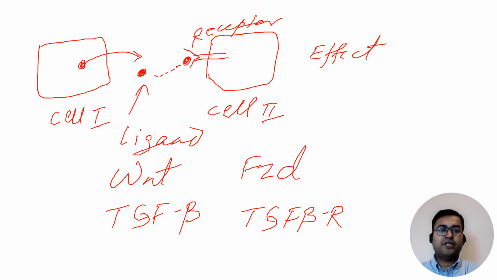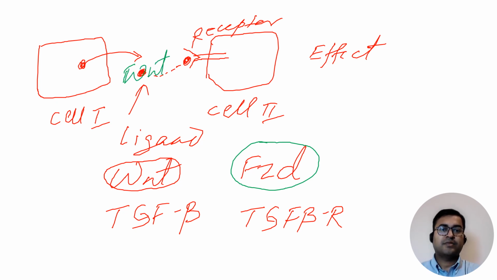So in today's class, we are going to discuss how this Wnt ligand binds to frizzled. This ligand will be Wnt, and this receptor will be frizzled. So today we'll try to understand, when this Wnt ligand binds to this frizzled receptor, what are the molecular changes happening inside this cell.